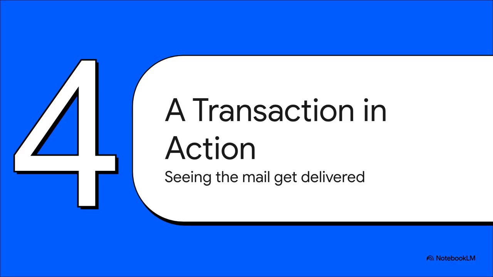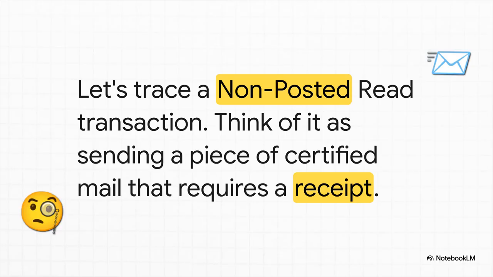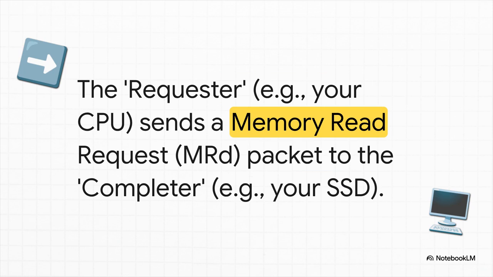Let's actually follow a couple of these digital letters and see how they make their journey. First up, our certified letter, a non-posted read transaction. This is where we need that proof of delivery. Okay, step 1. The requester, let's say it's your CPU, sends out a memory read request packet. It's addressed to the completer, we'll say that's your SSD. The letter is officially in the mail system.